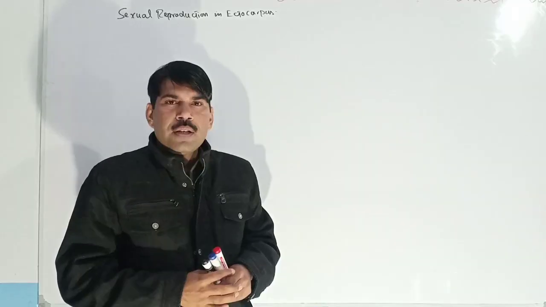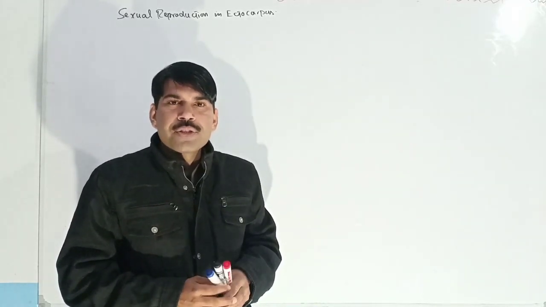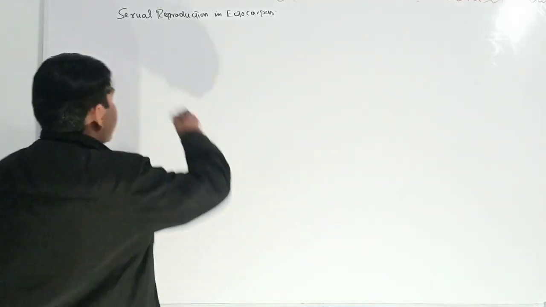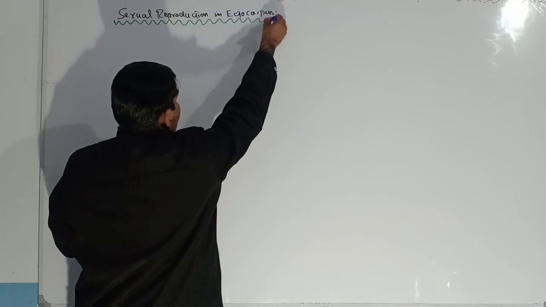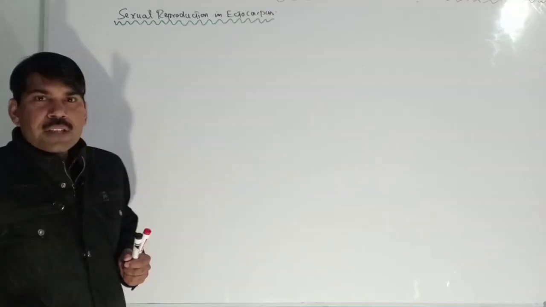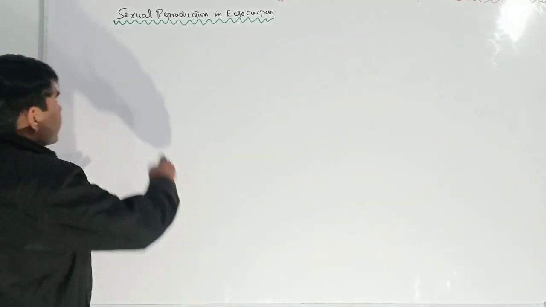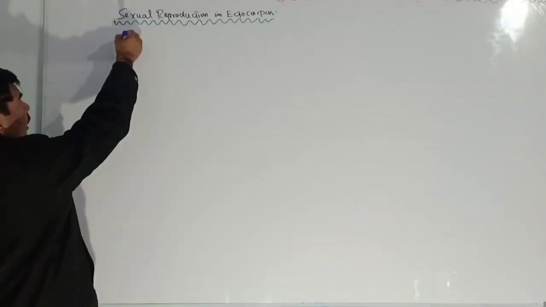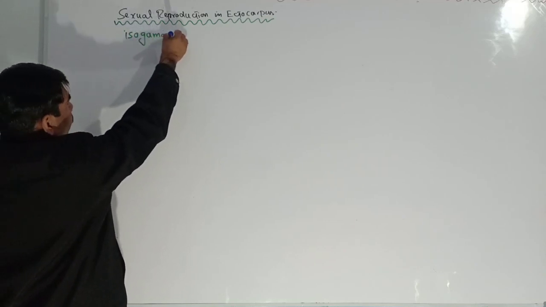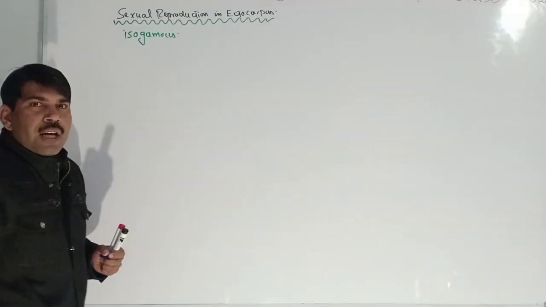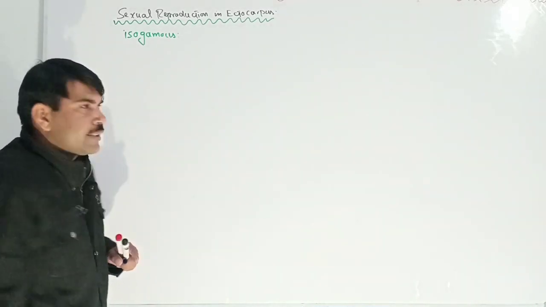Assalamu alaikum students. Today we are going to study the sexual reproduction in Ectocarpus. When we talk about the sexual reproduction in Ectocarpus, we can say it is isogamous. So what does isogamous mean? Isogamous means the gametes are similar in size.